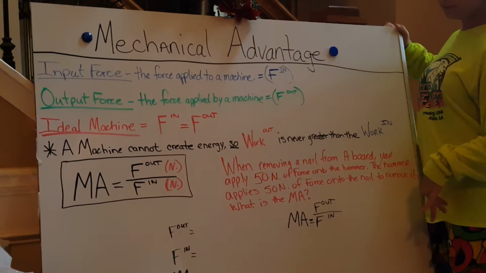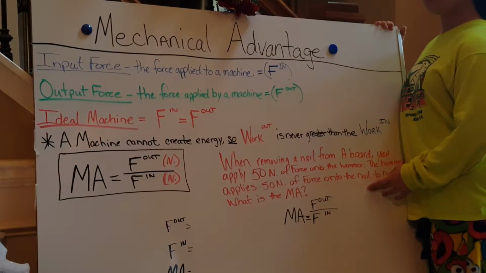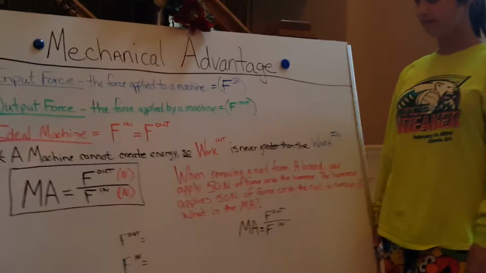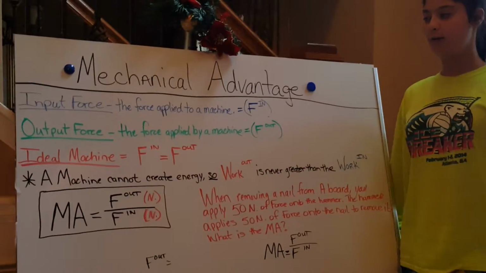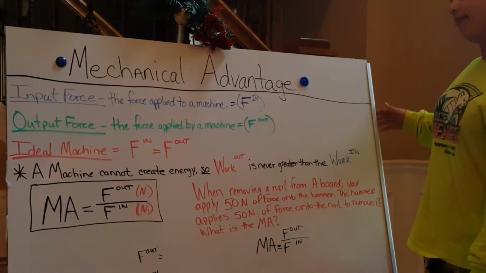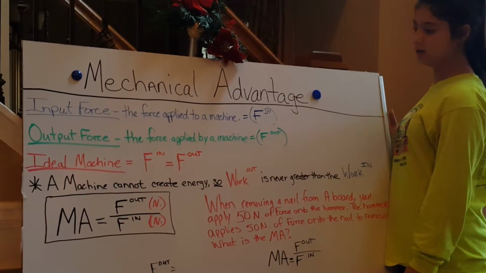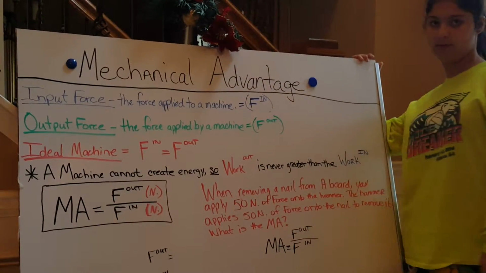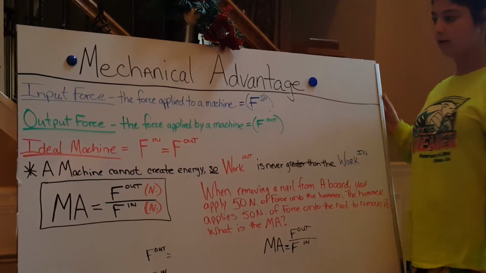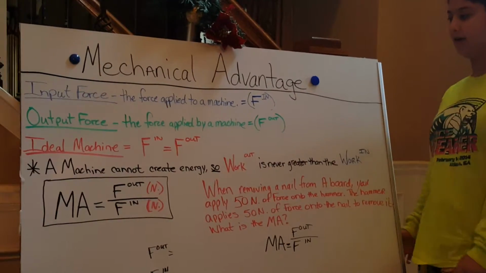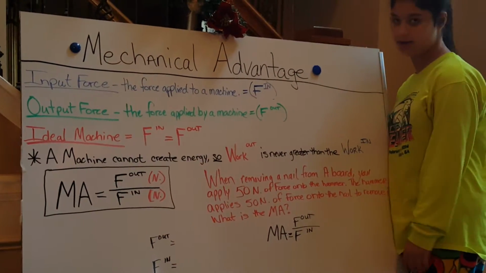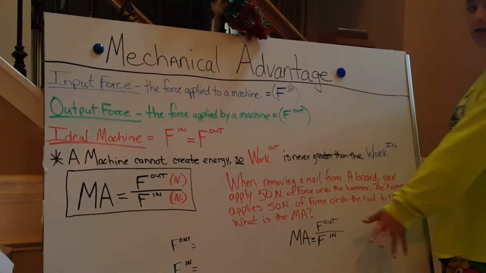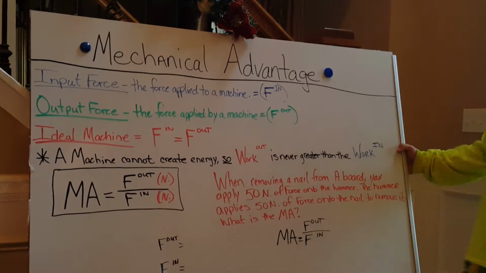What does that mean in red? Ideal machine. I don't understand. Well, that equals your input force. That is going to equal your output force. Does that mean it's perfect? What does that mean? That means that they are perfectly equal to each other. So we're going to come back to this one, and we are going to our problem.